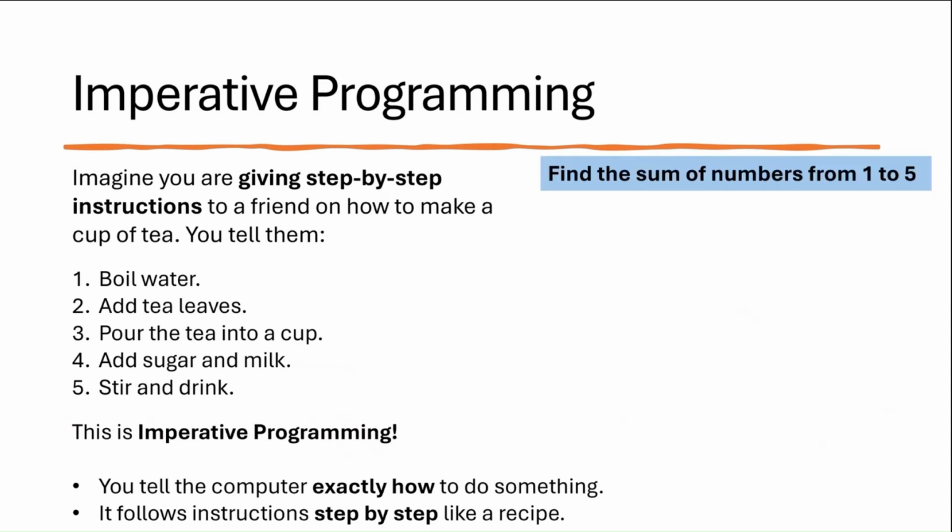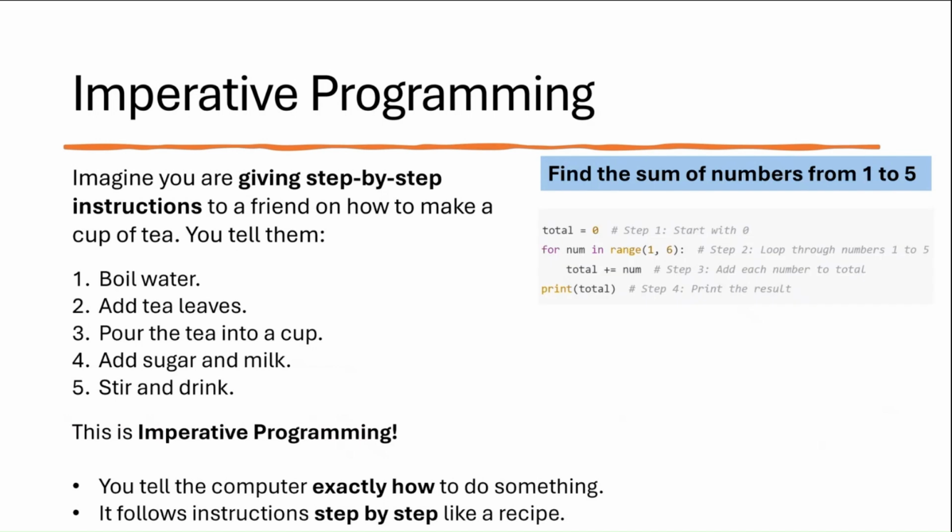So for example, you need to find the sum of numbers from 1 to 5, right? You will write the steps. First you will initialize the total sum with 0, and then you will create a loop to iterate through 1 to 5, and you keep on adding the numbers 1 to 5 to that total sum, and then print. You are telling the computer to reach this output 15 by specifying the steps, right? You are giving the how part, right? So this is called the imperative programming style, right?